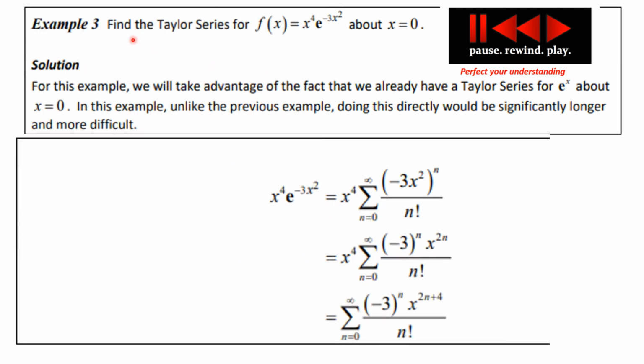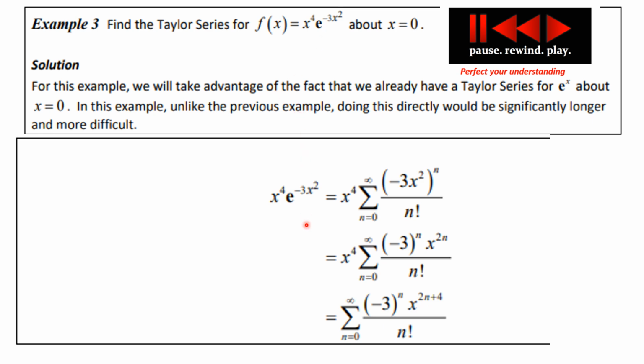Let's continue to add to our toolkit. Here we're to find the Taylor series for f of x equal x to the fourth e to the minus 3x squared about x equals 0. And again, this is a problem that you should become very familiar with. Now, instead of taking the derivative of this product and using chain rules and everything else, which we could do, and we will get the answer, we're going to do something that builds upon our prior work.